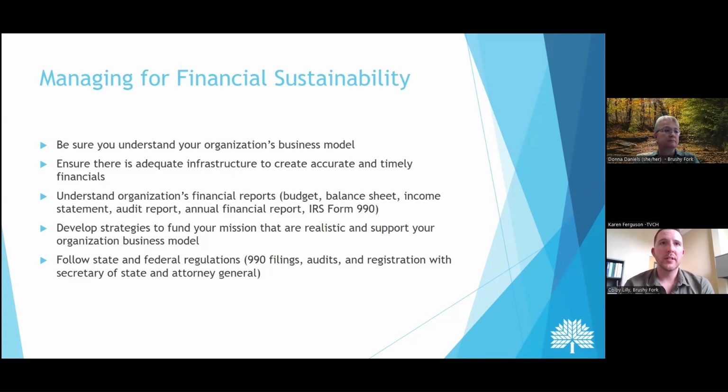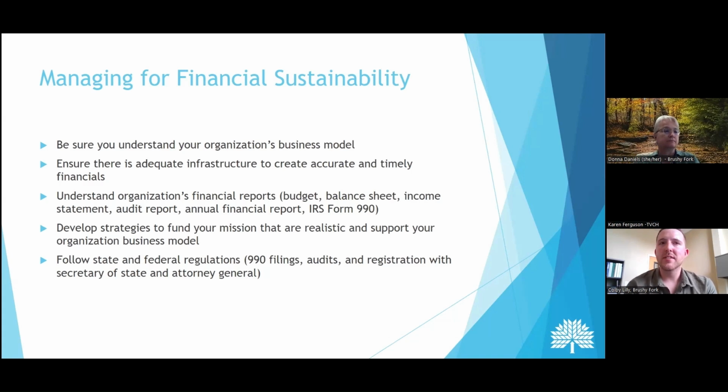This requires that the board understands the organization's business model, ensures that management and staff have adequate systems to create accurate and timely financial reports, and understands the organization's financial reports, which, for example, include the budget, balance sheet, income statement, audit report, annual financial report, and IRS Form 990.